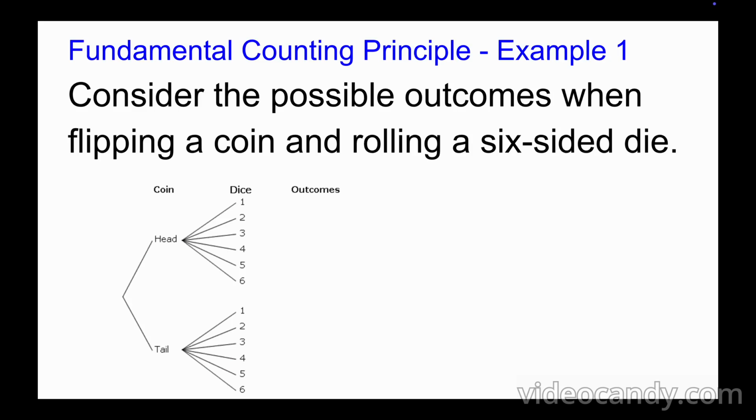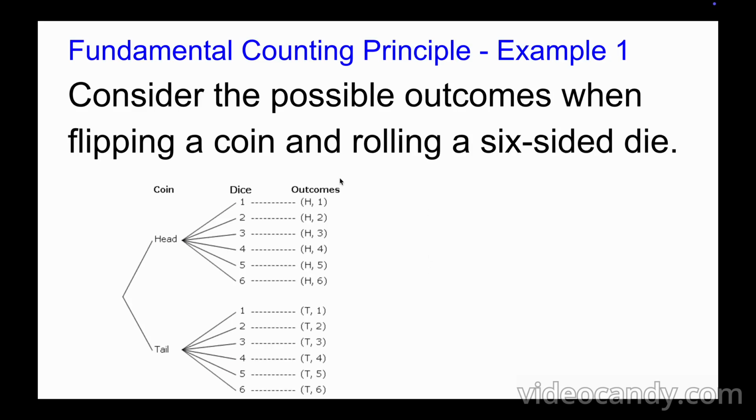So now I'm going to list out those outcomes. We could get a heads and a 1, a heads and a 2, a heads and a 3, heads and a 4, heads and a 5, heads and a 6, or we can get a tails with a 1 through 6. And so if you count up those outcomes, that adds up to 12.